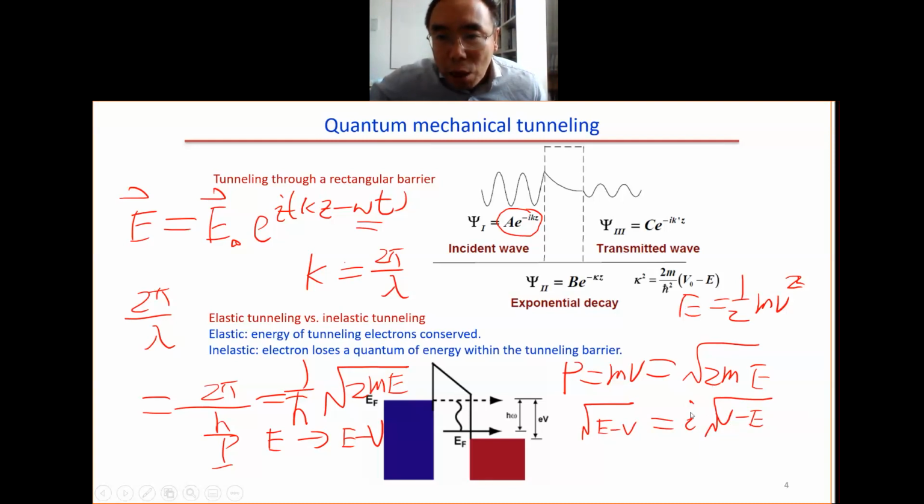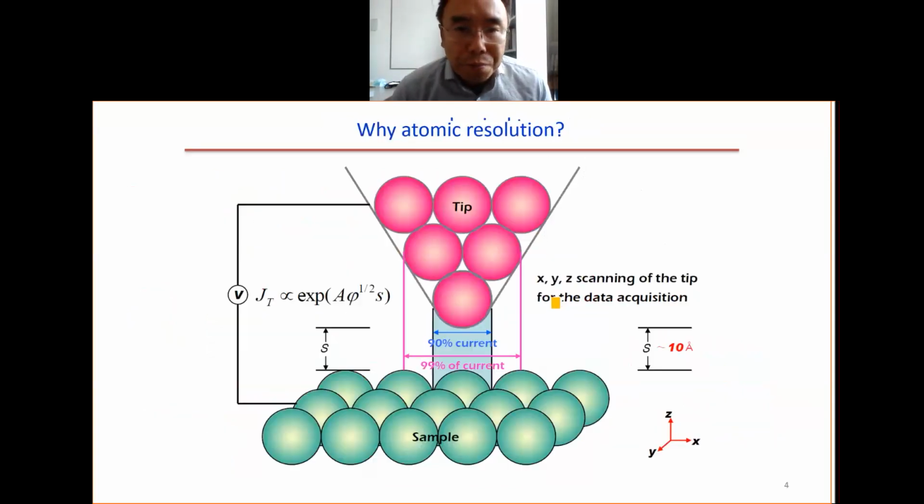You have one I here, another I is here. So I squared equals minus 1. So here you have this minus 1 term, because you have one I, another I, you get a minus 1 term. Then inside you have this V minus E term, and then still you have this 2m term. So this is the basic principle of tunneling.